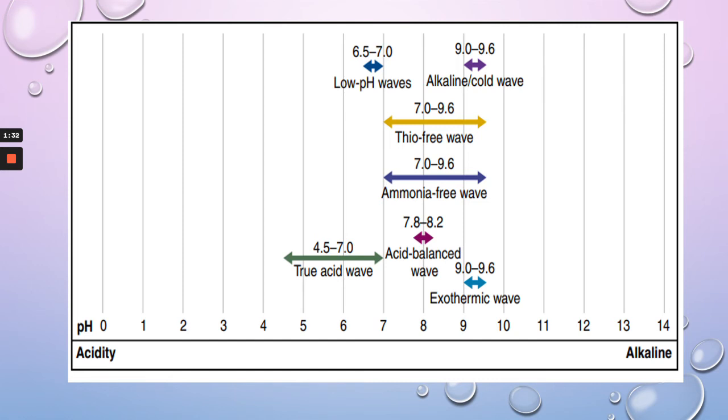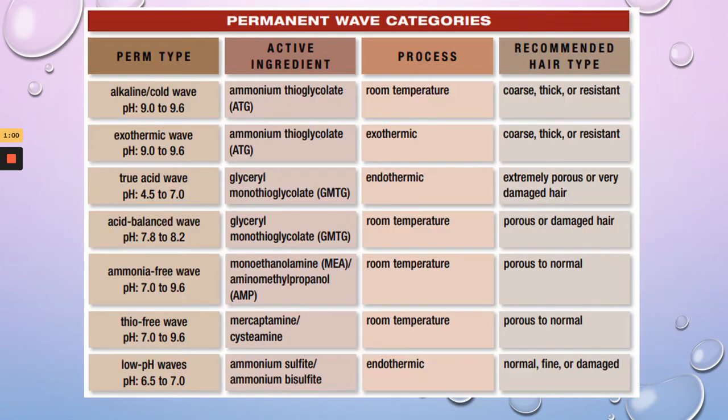Here is a picture of a pH scale representing our perms, where they fall on a pH scale. And remember, our pH scale is numbered from 0 to 14, 7 being neutral. Anything below 7 is acid, anything above 7 is alkaline. And we see here that true acid is the lowest, 4.5 to 7.0. And then we have exothermic and alkaline and cold wave, which is 9.0 to 9.6. Please make a note. You may have questions about the pH scale on the perms on your exams.